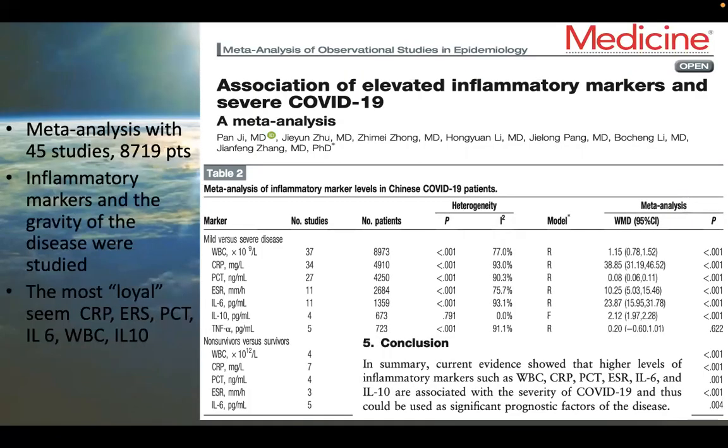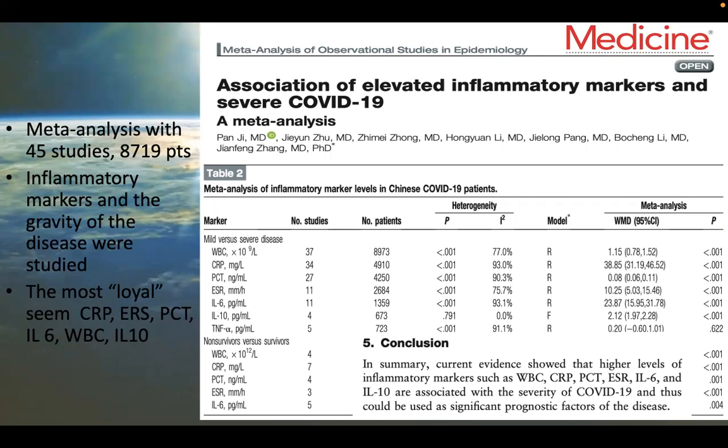Another meta-analysis which shows the importance of this topic is a meta-analysis from our Chinese colleagues who evaluated 45 studies and a group of 8,719 patients, and the inflammatory markers and the relation to the gravity of the disease were studied and evaluated, and the most reliable of these markers studied were C-reactive protein, erythrosedimentation, procalcitonin, interleukin 6, the white cell count, and interleukin 10.